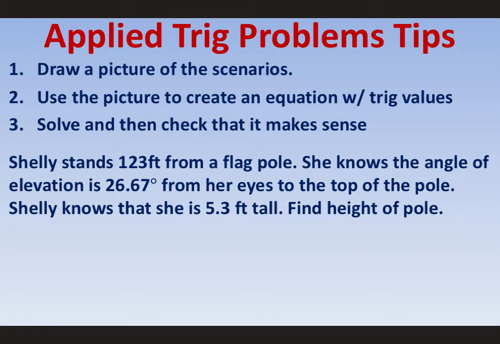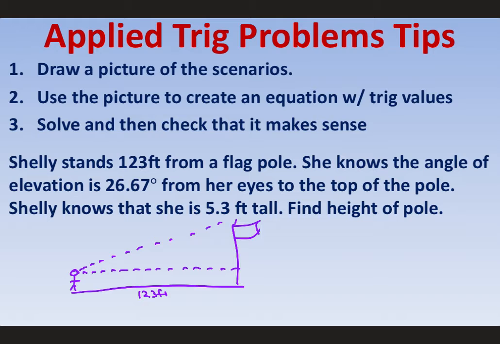All right, so this one says Shelley stands 123 feet from a flagpole. So we're going to draw a picture of this. So here's Shelley. We're going to make her stand 123 feet from a flagpole. So here's our flagpole. She knows the angle of elevation is 26.67 from her eyes to the top of the flagpole. So from her eyes to the top of the flagpole, normally her eyes would look straight at the flagpole like this, is 26.67 degrees.